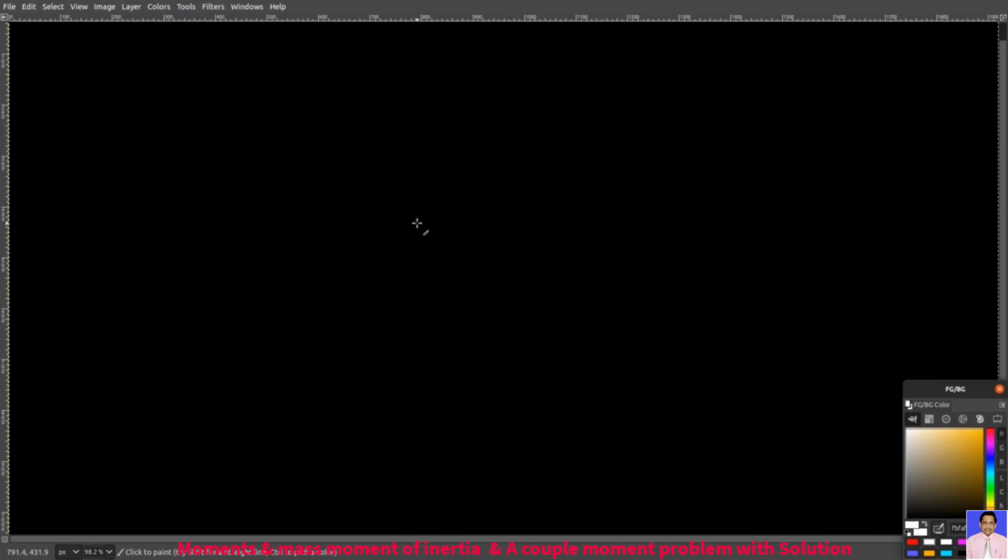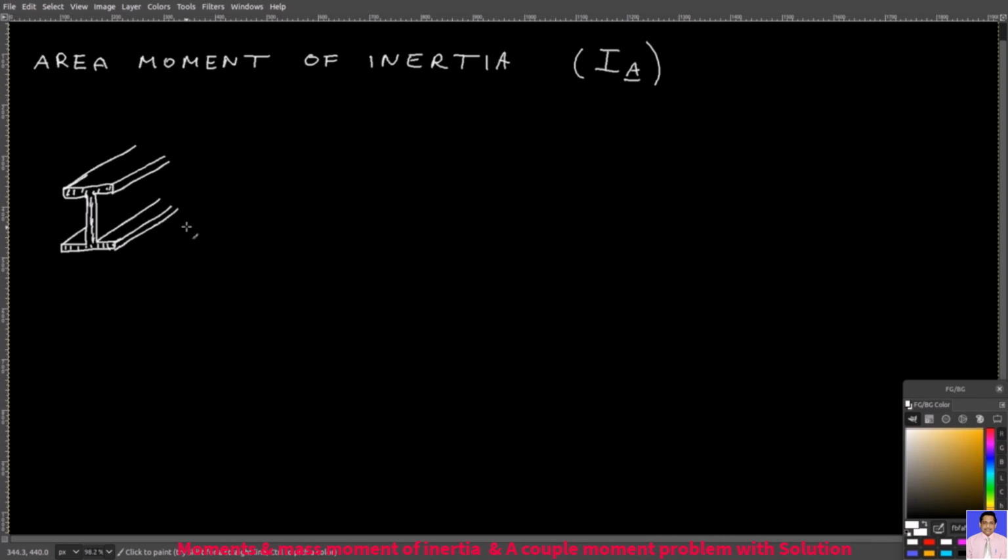And now I want you to know that there is another kind of moment of inertia called the area moment of inertia, or simply I_A. So A stands for area. This is a completely different thing. It's a different concept. It tells you how hard it is to bend something. So let's say that you have two beams. One is an I-shaped beam, and the other one is a T-shaped beam. As you can see, they have different cross sections.